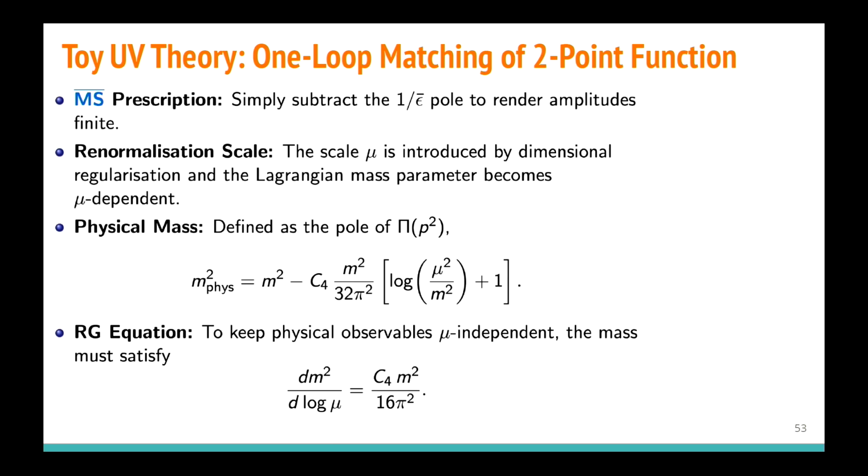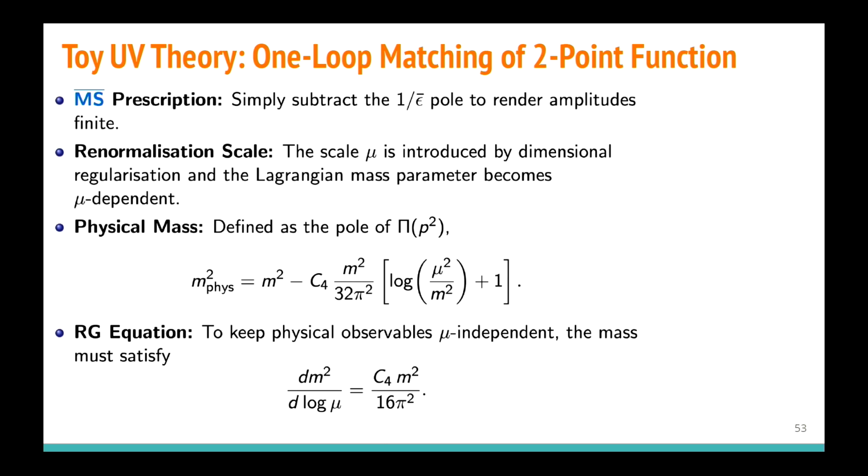So the physical mass for this EFT calculation in the unboxed basis is defined as the zero of Pi of p squared, and we get it as m squared minus c4. We can actually see that from the propagator inversion: if we write the inverse propagator as a function of p squared and do a Taylor expansion for small values, we will be able to see that it comes out to m squared minus c4 m squared over 32 pi squared, times log of mu squared over m squared plus 1. So this is the physical mass squared, but you see here still this mu is hanging around.